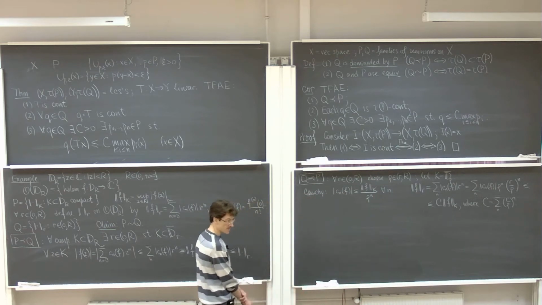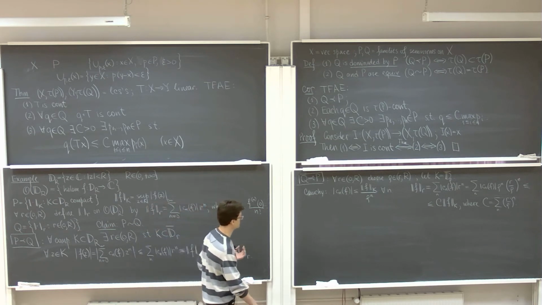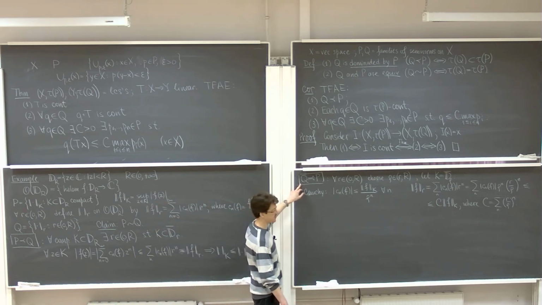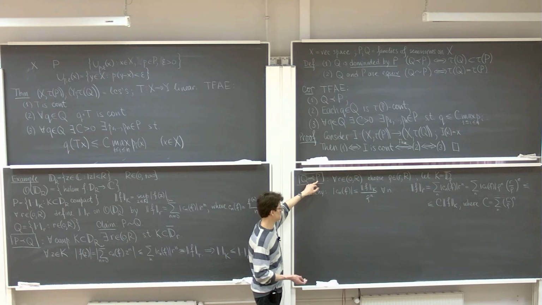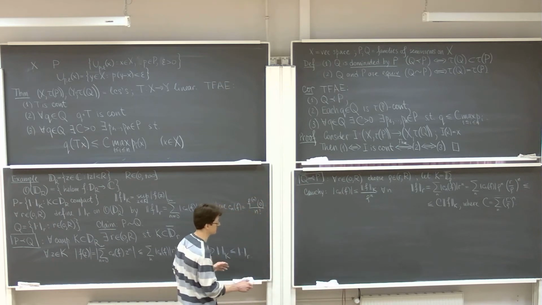Okay, so why is this example interesting? It is interesting because if we take any individual norm from, for example, Q, then it is not equivalent to any norm from P. And the other way around, if we start with a norm from P, then it is not equivalent to any norm from Q. But the families are equivalent. The families are equivalent.